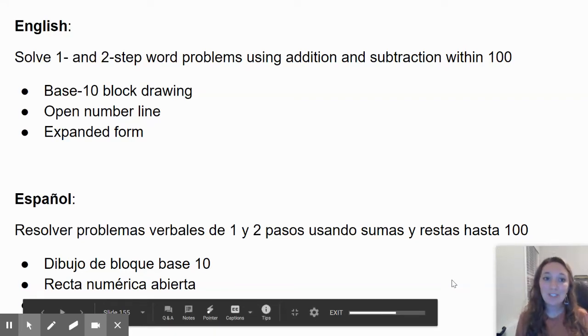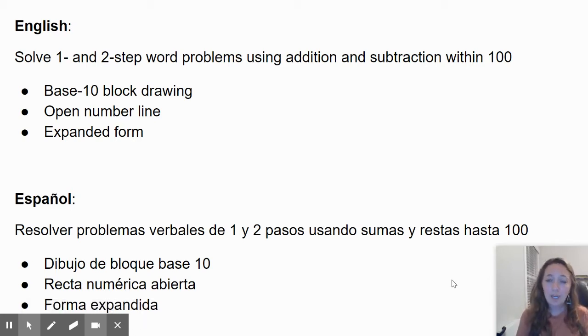Today we're going to work on solving 1 and 2-step word problems using addition and subtraction within 100. We're going to solve that using strategies like base 10 block drawing, open number line, and expanded form. When you see me go like this, that means for you to pause the video so that you can try to solve it on your own and then press play when you're ready to come back.